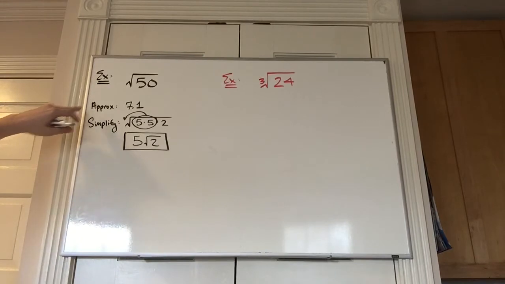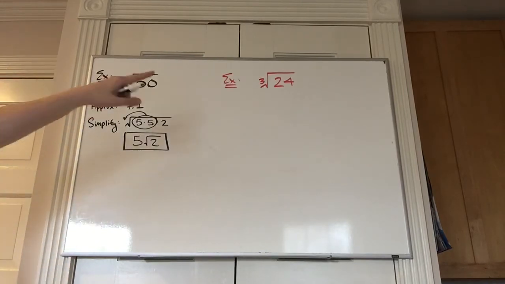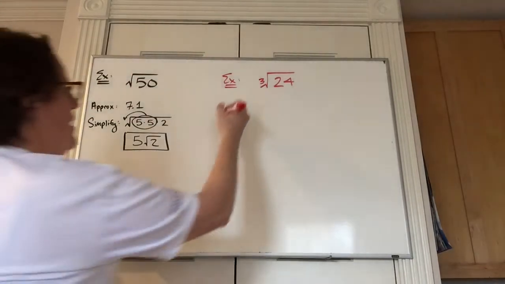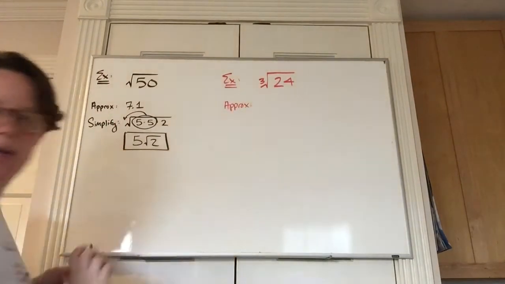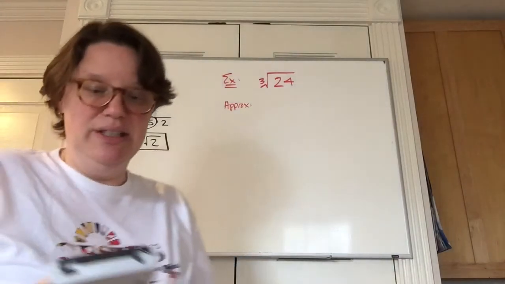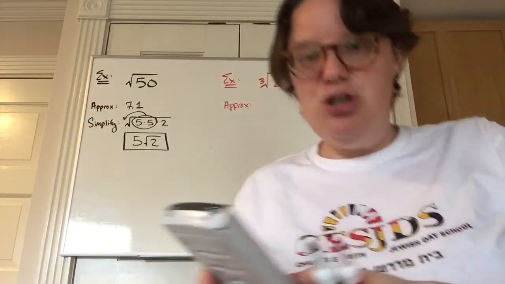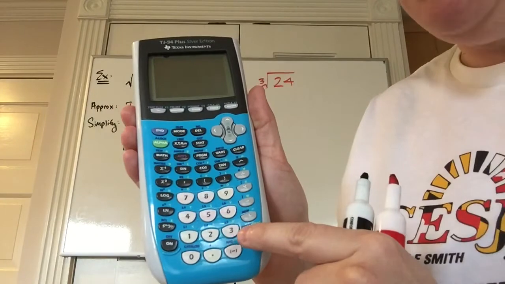Just like with the square root of 50, that is something that you can approximate using a calculator and that you can simplify by making a tree. Now, using your calculator for this is a little bit confusing. What you have to do is you have to push the math button on your calculator.